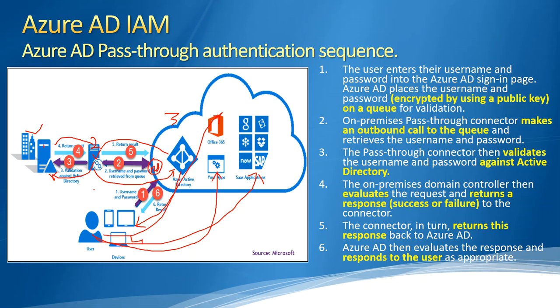Because in that case, if you really had to do that, you'd have to put in a DMZ infrastructure. So that's the difference between ADFS, the federation infrastructure, and pass-through.